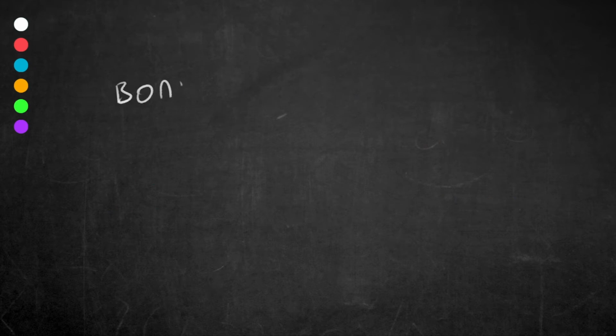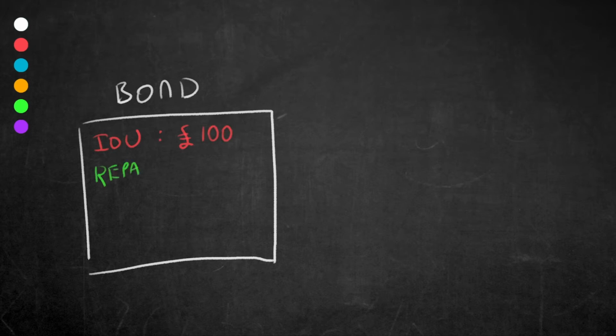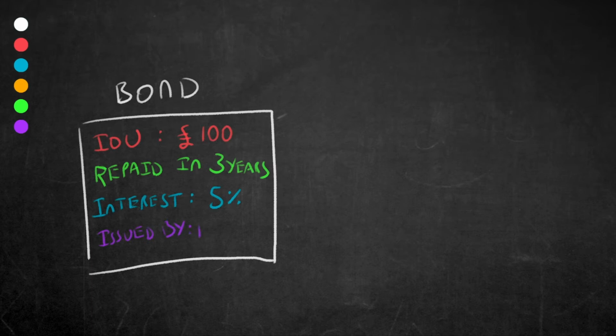So what does a bond actually look like? Let's draw a picture here, and this is a bond, and this is what the bond will say on it. So it will say IOU £100 to be repaid in 3 years' time, with an interest of 5% paid each year, and it will also say who has issued it. Okay, so this is an example of a bond.